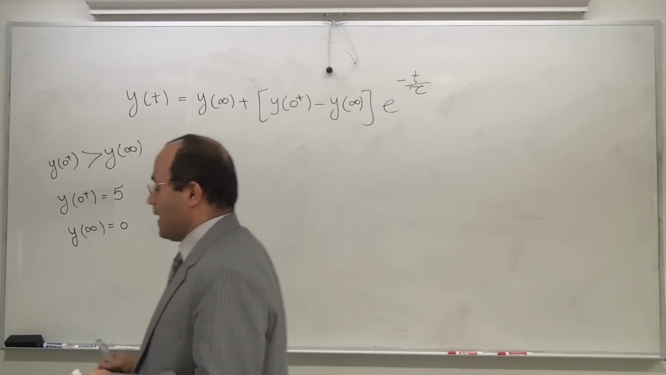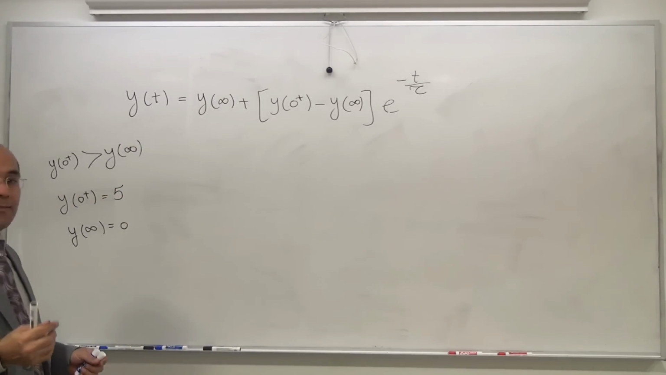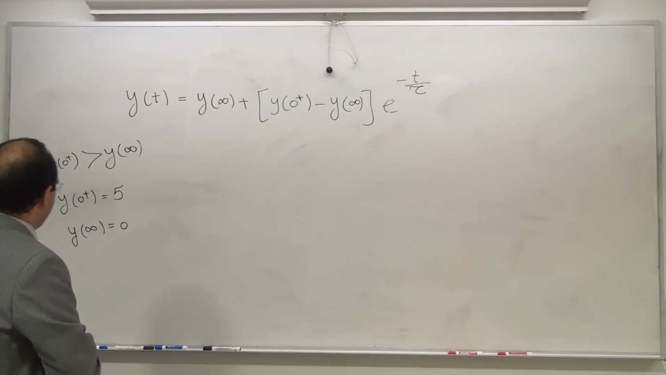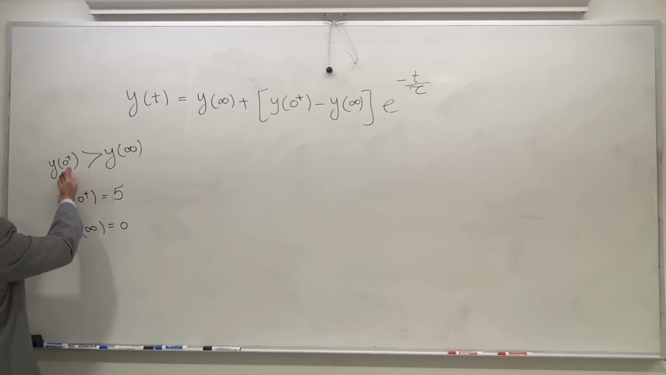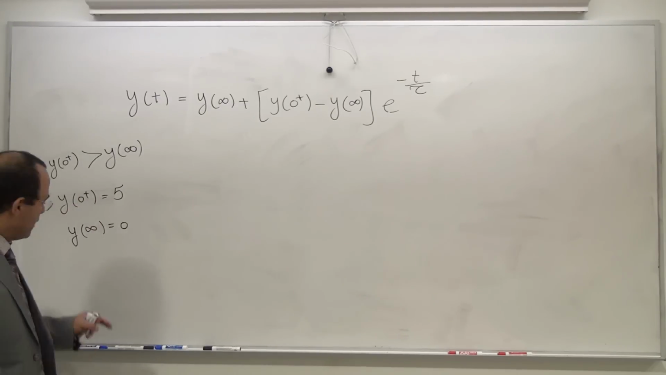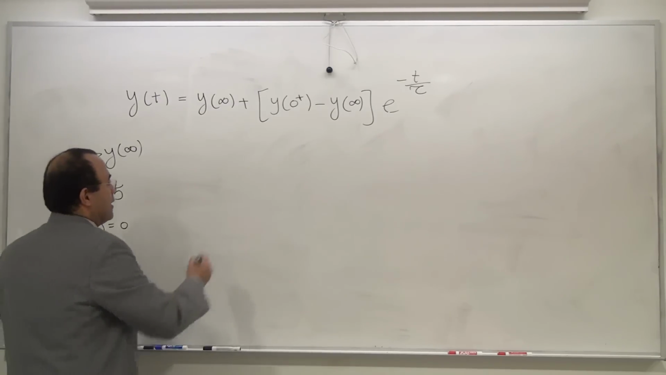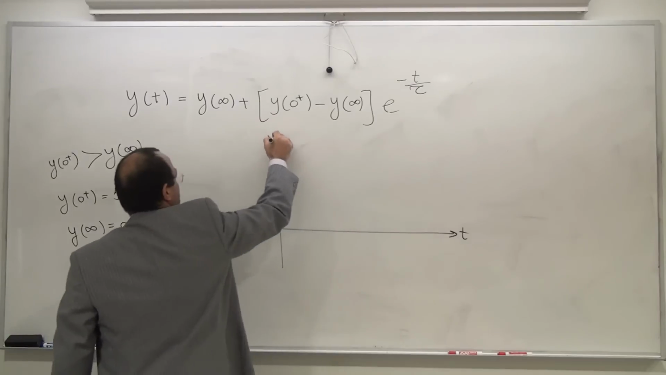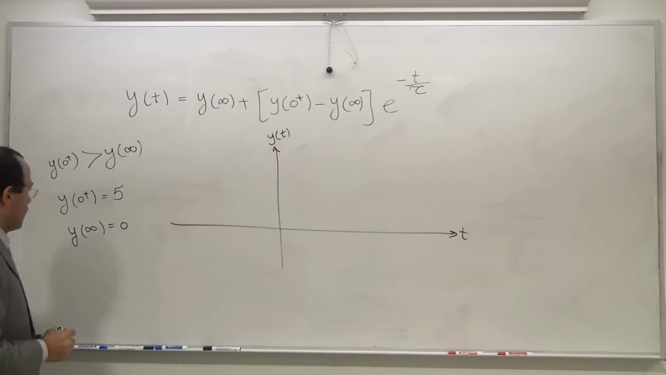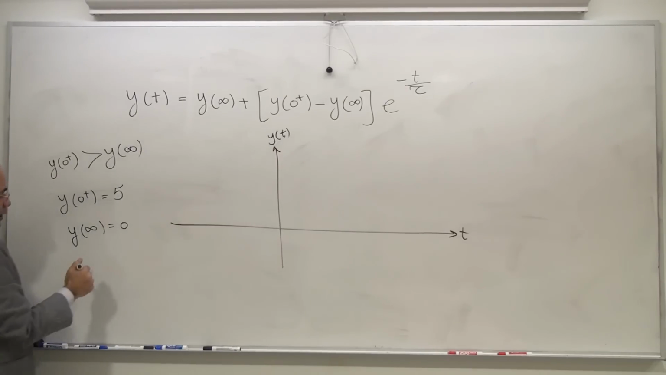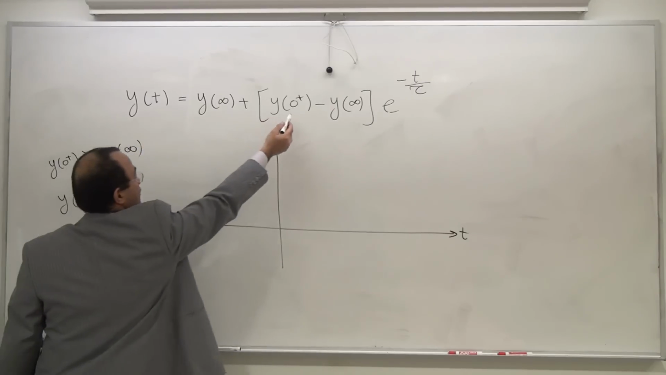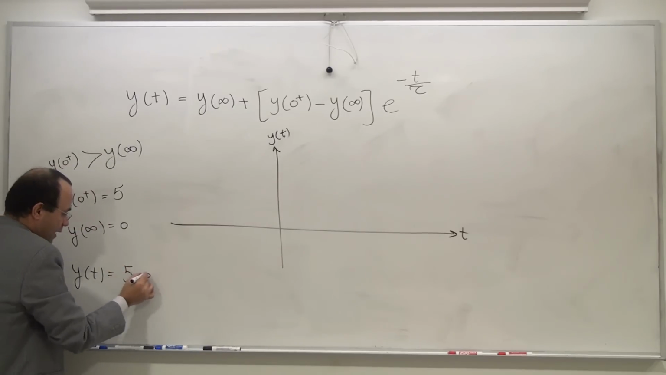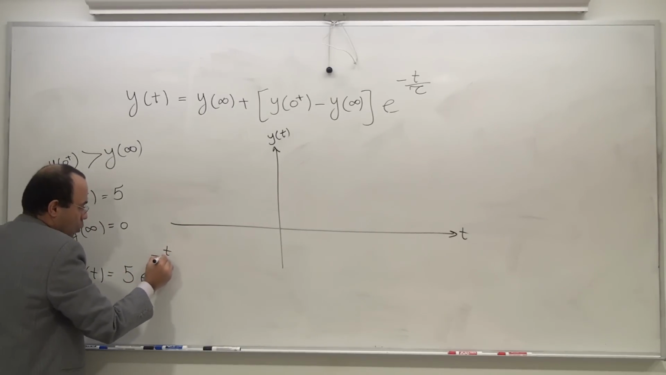Now imagine a case where the initial point is actually more than the final point, when y of 0 plus is more than y of infinity. Y of 0 plus, as an example, is 5. Y of infinity is 0. Let me plot this. So this is going to be t, and this is going to be y of t. If you put these numbers into your equation, what do you get? Y of t is equal to y of infinity, which is 0, plus y of 0 plus minus y of infinity, which is 5, so this is 5 e to the power of minus t over tau.